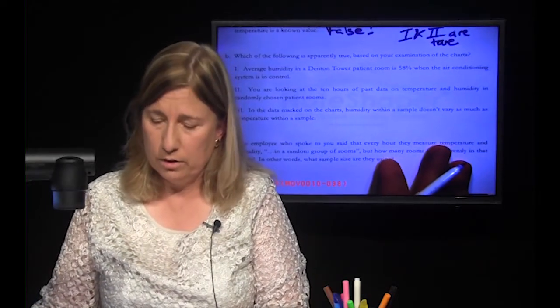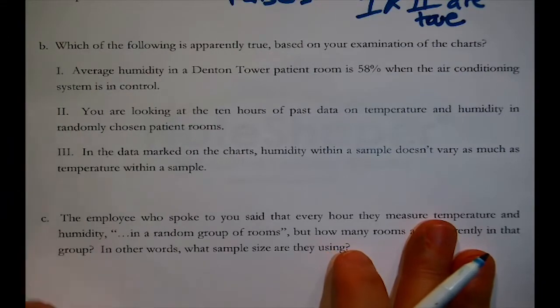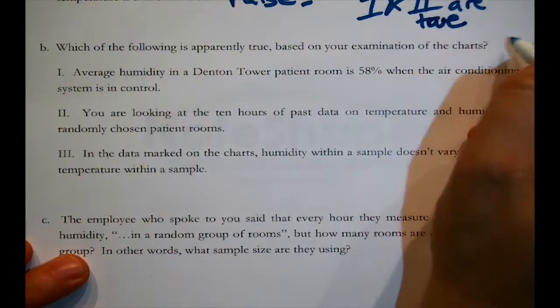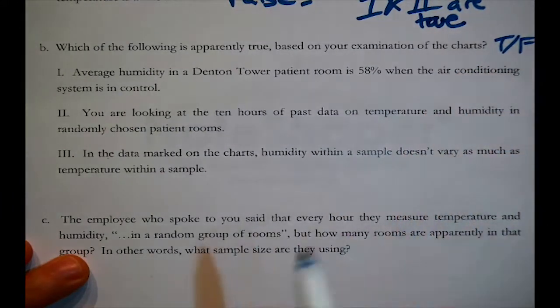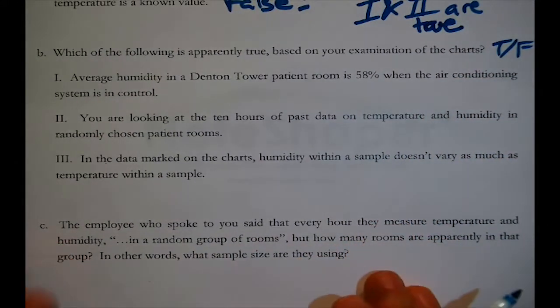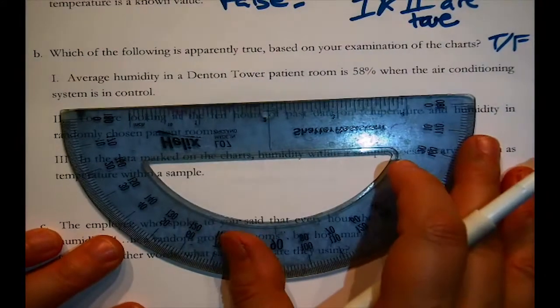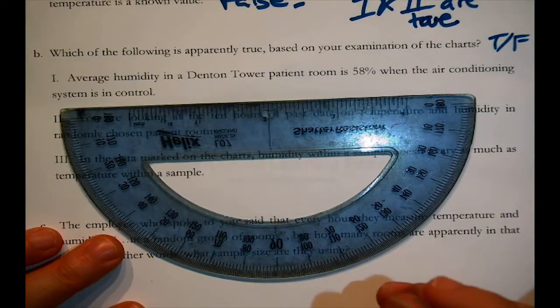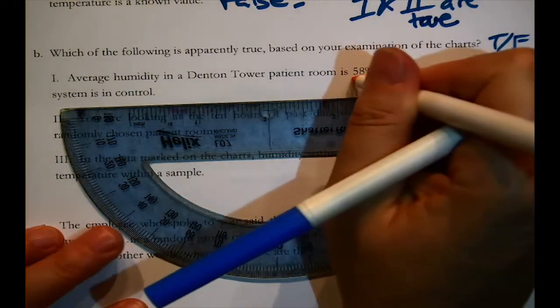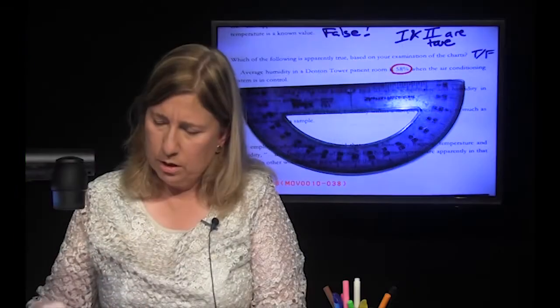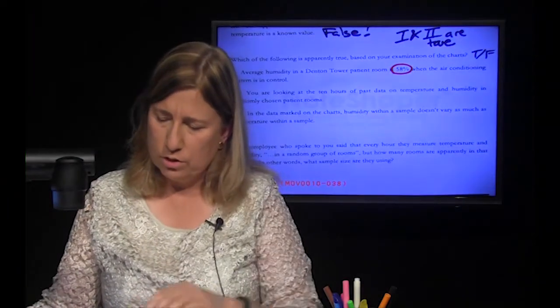Now, let's look at this. Which of the following is apparently true based on your examination of the chart? So this is just another set of 3 true false statements in essence. So take them one at a time. Average humidity in a Denton Tower patient room is 58% when the air conditioning system is in control. Okay, how do I confirm or dispute that? Well, it has to do with humidity. It has to do with averages.